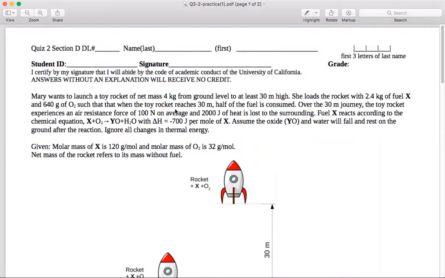So we've got a toy rocket. We know its mass is 4 kilograms. We want it to get to 30 meters high. We know how much fuel it has and how much oxygen it has. And when it reaches 30 meters, half the fuel is consumed. We also know it's getting force from air resistance and it's losing some heat. We also know chemical X has a delta H, how much energy it produces per mole. And we're assuming that the resulting exhaust and the water all fall to the ground afterwards.